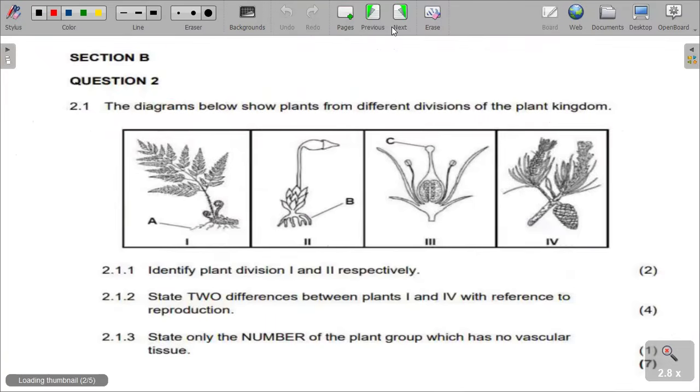So now we are given Section B, the diagram showing plants from different divisions of the plant kingdom, the Plantae kingdom. Now we are given A, B, C, and also we have got parts numbered from 1 to 4.